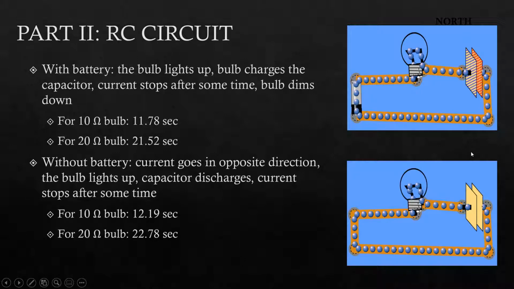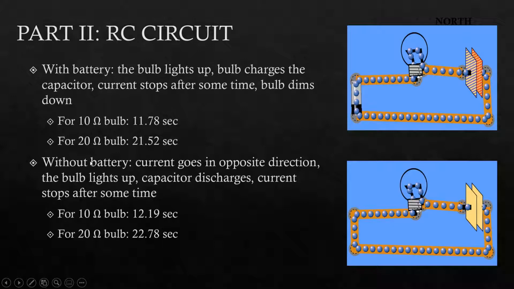So this is the second part of the lab. With the RC circuit with the battery, once the simulation started, the bulb lit up, the bulb charged the capacitor, the current stopped after some time, and the bulb dimmed down. For the 10 ohm bulb, this all took 11.78 seconds, and for the 20 ohm bulb, this took 21.52 seconds. And you can see that this time is approximately twice as long as this time.